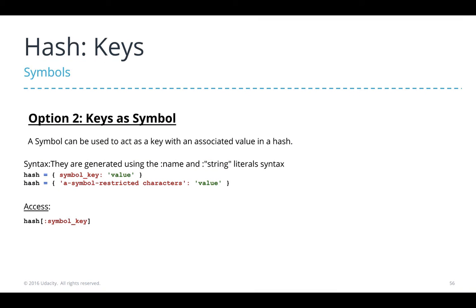Now let's examine keys as symbols. A symbol can be used to act as a key with an associated value in a hash. They are generated using the :name and :string literal syntax. Here we have a hash with a key defined as a symbol key, followed by the value. Alternatively, we can place within quotation marks any series of characters, end quote, followed by its value. To access a value that's associated with a key that is a symbol, we can call the name of that hash followed by hard brackets, colon, and the symbol key.